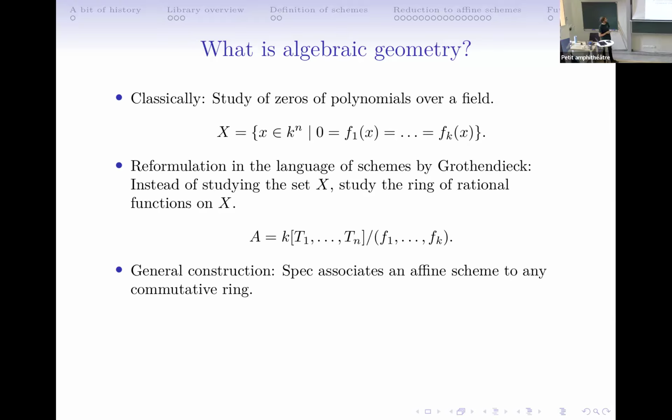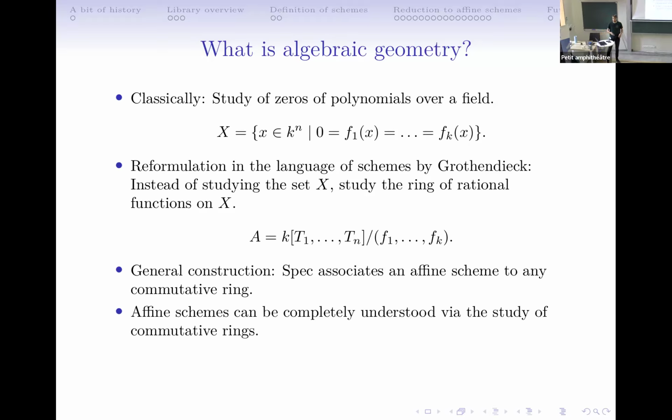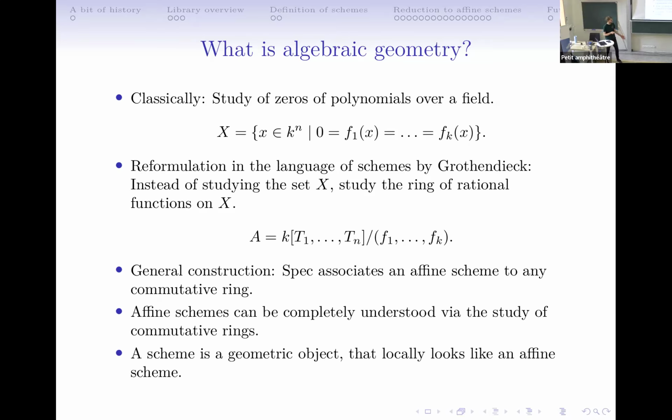And affine schemes, by how they are defined, can be completely understood via commutative algebra. And it doesn't matter how this precisely works, it just matters that affine schemes are objects that are easy to understand from just studying rings. And a scheme is now a geometric object that locally looks like an affine scheme. So like a manifold looks locally like a Euclidean space, a scheme looks locally like an affine scheme.